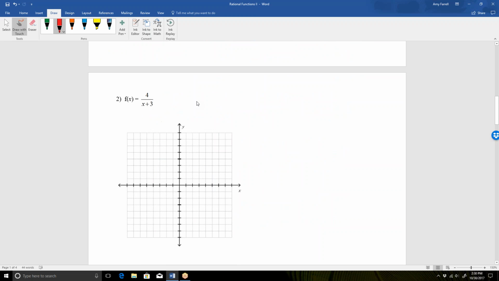Okay, so the numerator and denominator do not have any common factors. To find the x-intercepts, we find the zeros of the numerator. The numerator has no zeros. If I were going to set the numerator equal to 0, I get a statement that is not true. 4 does not equal 0. So there are no x-intercepts.